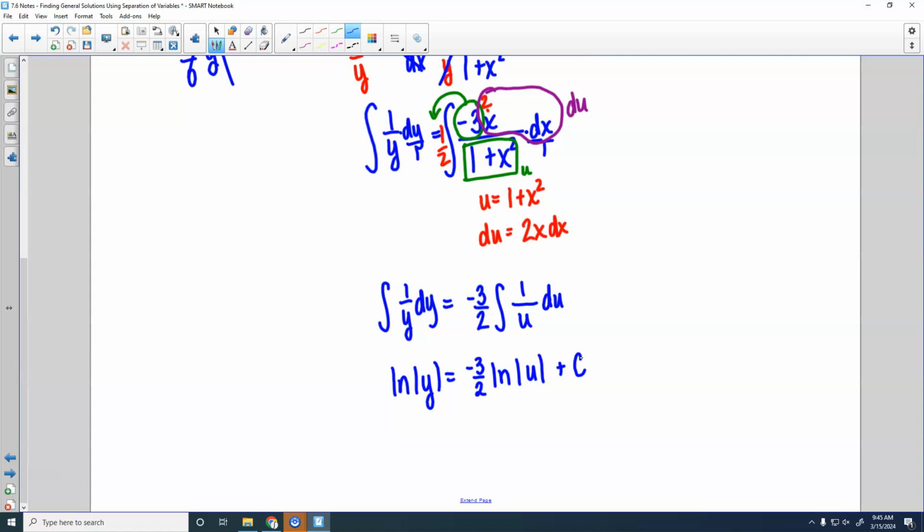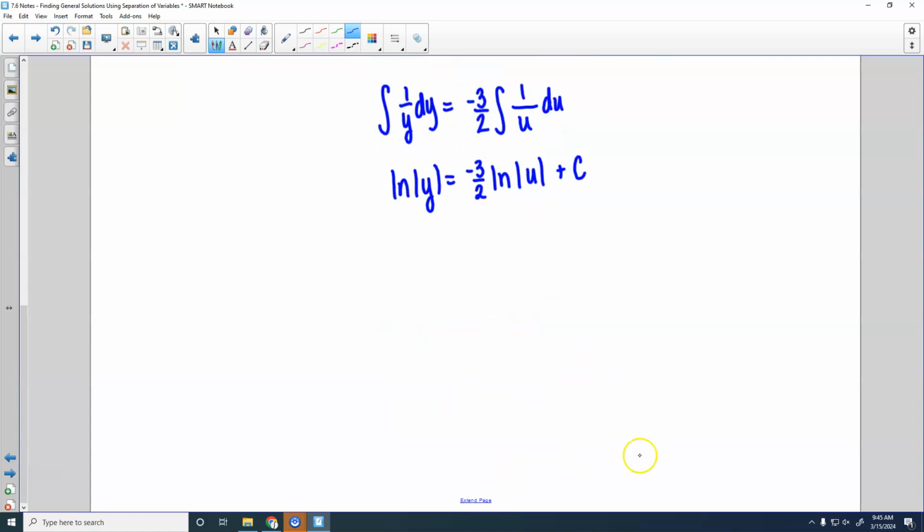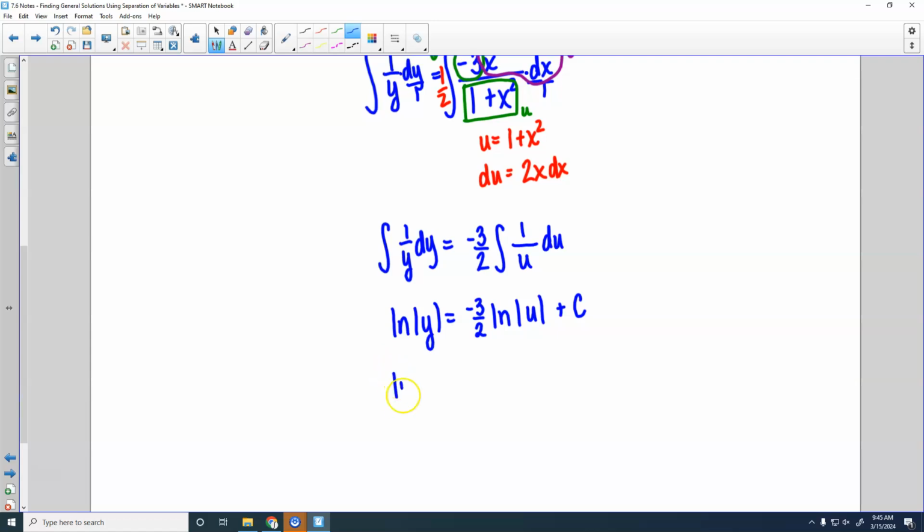And what was my u? 1 plus x squared, so let's put that back in. Natural log absolute value of y equals -3/2 natural log of... Do I need absolute value bars if I'm plugging in 1 plus x squared? Is that ever going to be negative? It is not. So 1 plus x squared. A lot of times you'll see them drop it. If you keep them, it's fine because it's still correct. All right, so this is solved.